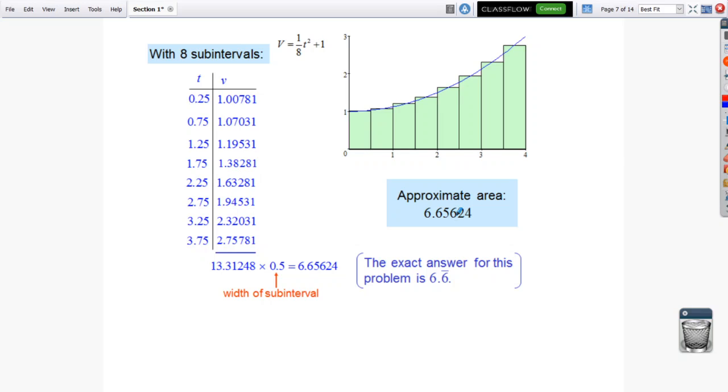I get an approximate area of 6.65624. What I've done down here, I've actually calculated the exact answer would be 6.6 repeating. Just to show you, again, I don't know if the MRAM is an over or under without calculating the exact value. I happen to know that this one's an under now.